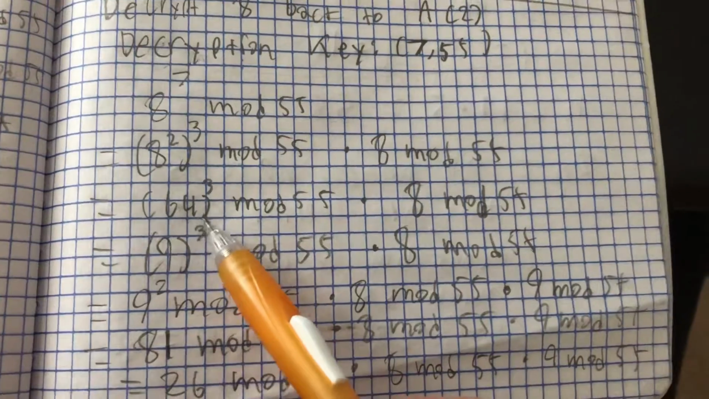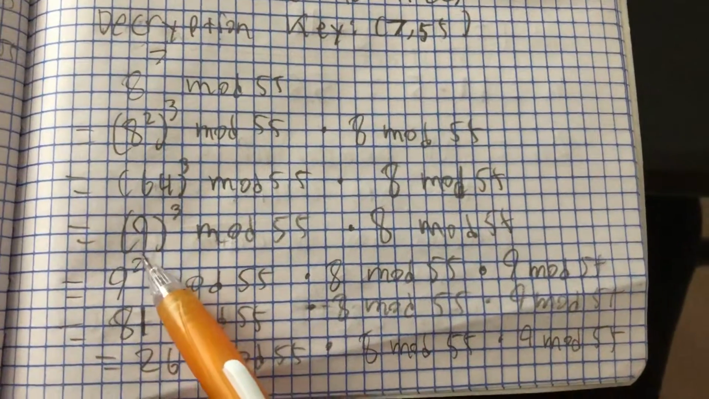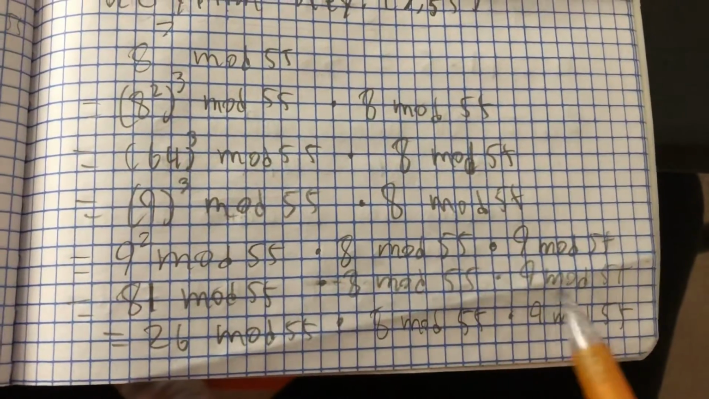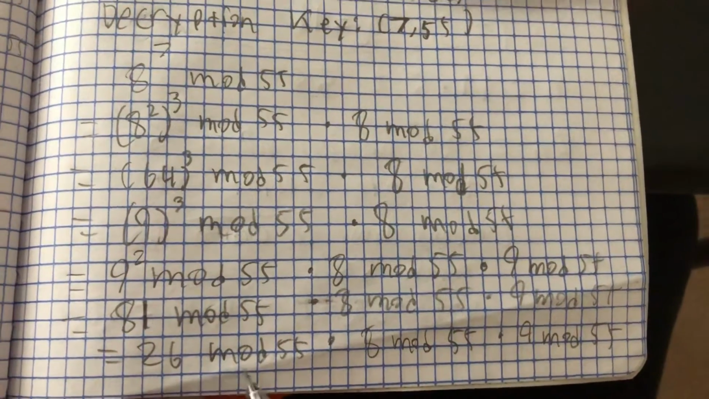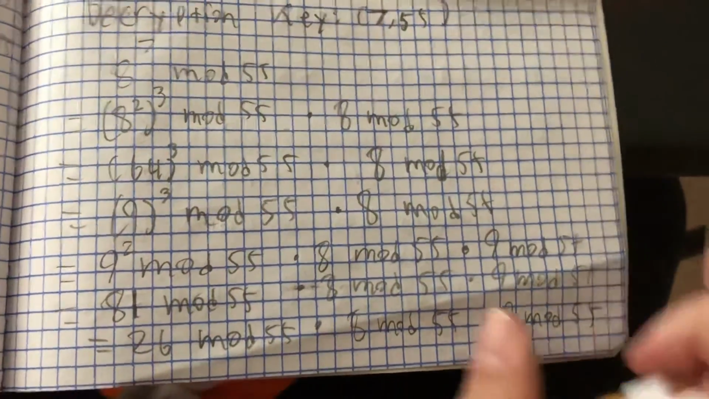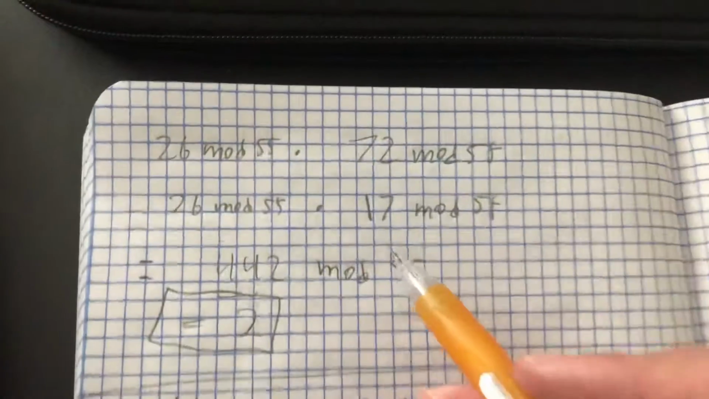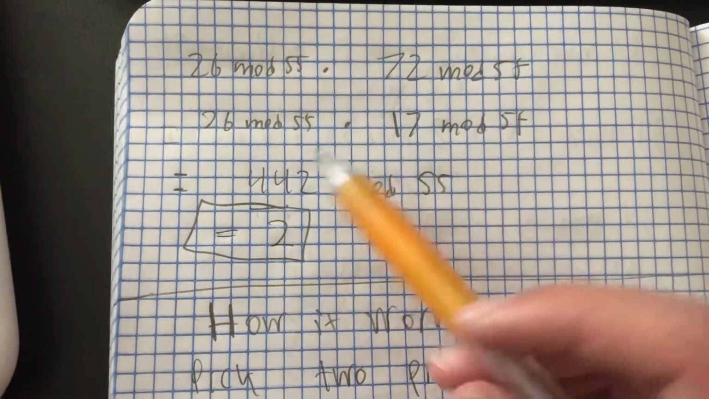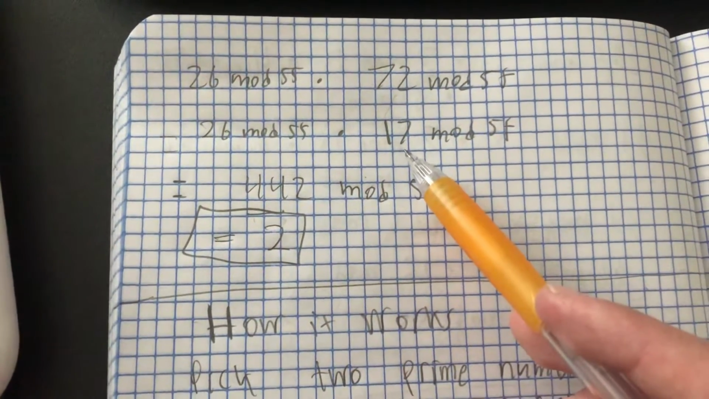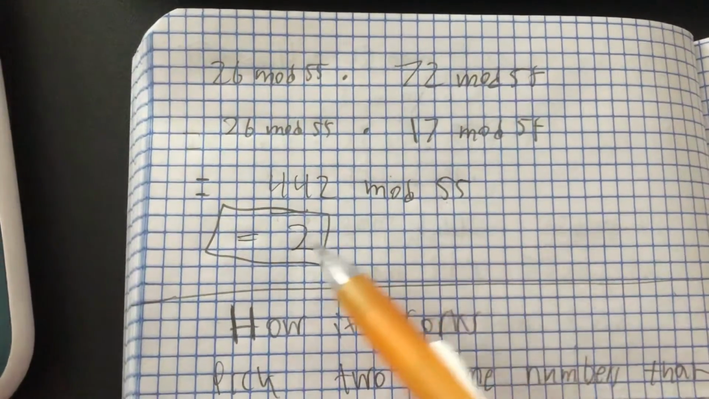That's 64, and then 64 mod 55. 55 can only go into it once, and then the remainder is 9. And we just do the same process until it comes out to 26 mod 55 times 8 mod 55 times 9 mod 55. And then just like how we did last time, we can multiply them and then take the modulus. So that's what we did with the 9 and the 8. 72 minus 55 is 17. Then 26 mod 55 times 17 mod 55. That's 442. And then the remainder, when it's divided by 55, is equal to 2 again.